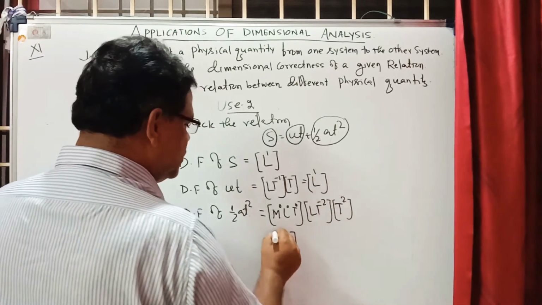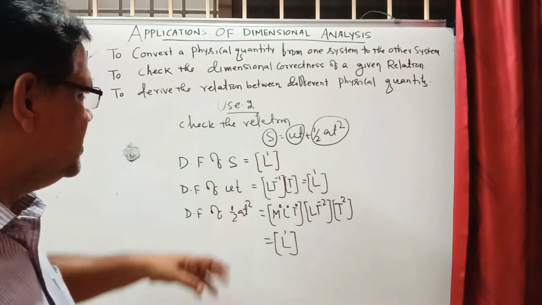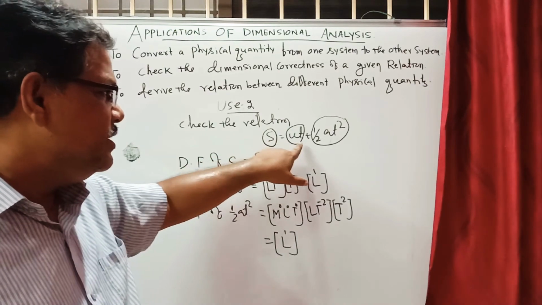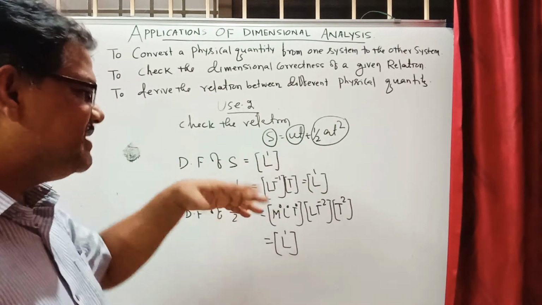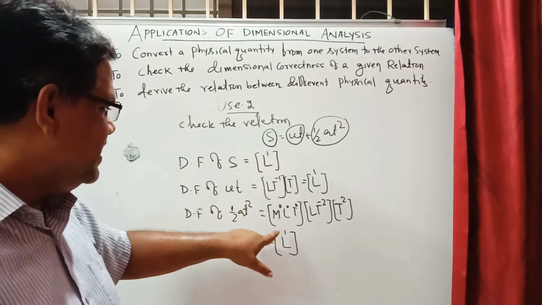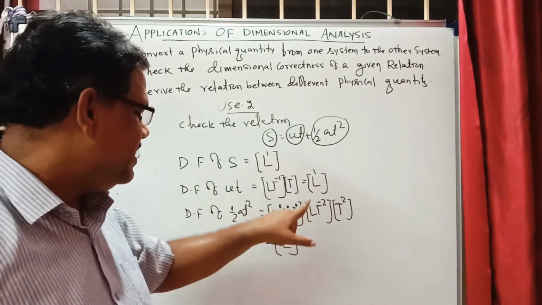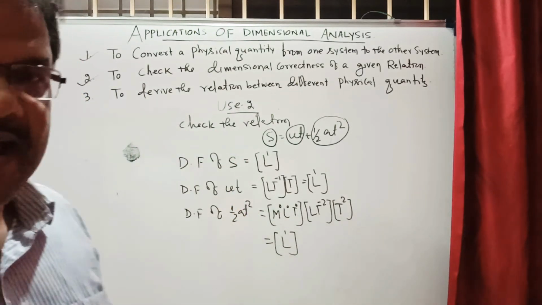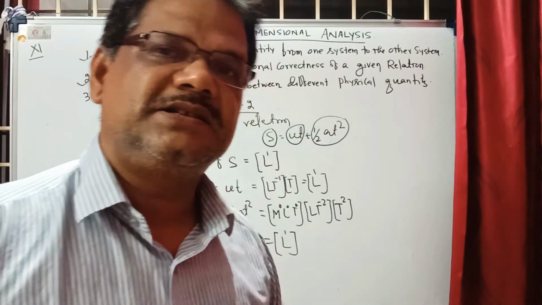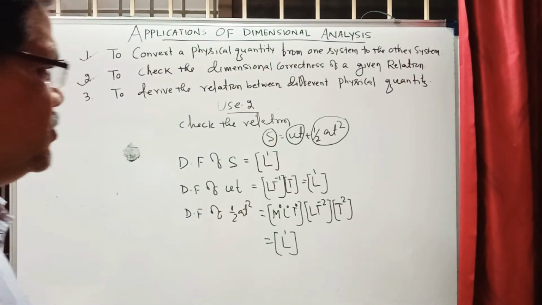So what you find is that all three terms, S, UT and half AT square, have the same dimensional formula, L1. Here you find L1, and here also L1. Hence all the terms have the same dimensional formula, and hence the relation is dimensionally correct.